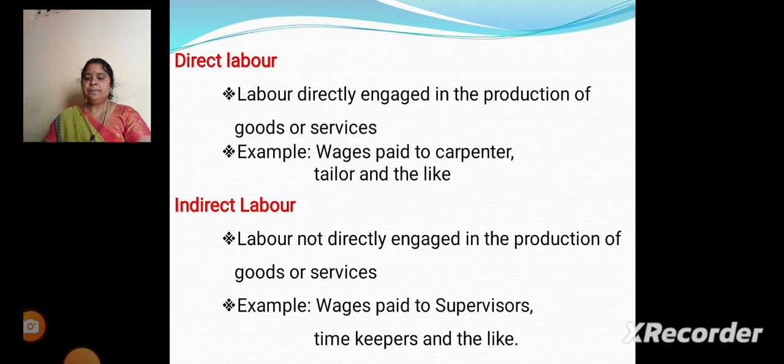Direct labor. Labor directly engaged in the production of goods and services is called as direct labor. Example, wages paid to carpenter, tailor and the like. Next one is indirect labor. Labor not directly engaged in the production of goods and services is called as indirect labor. Examples, wages paid to supervisor, timekeepers and the like.